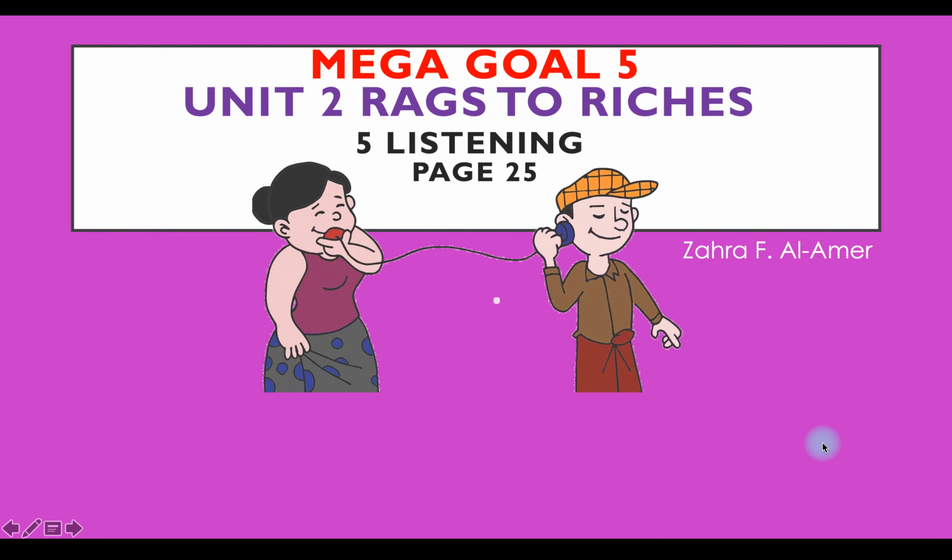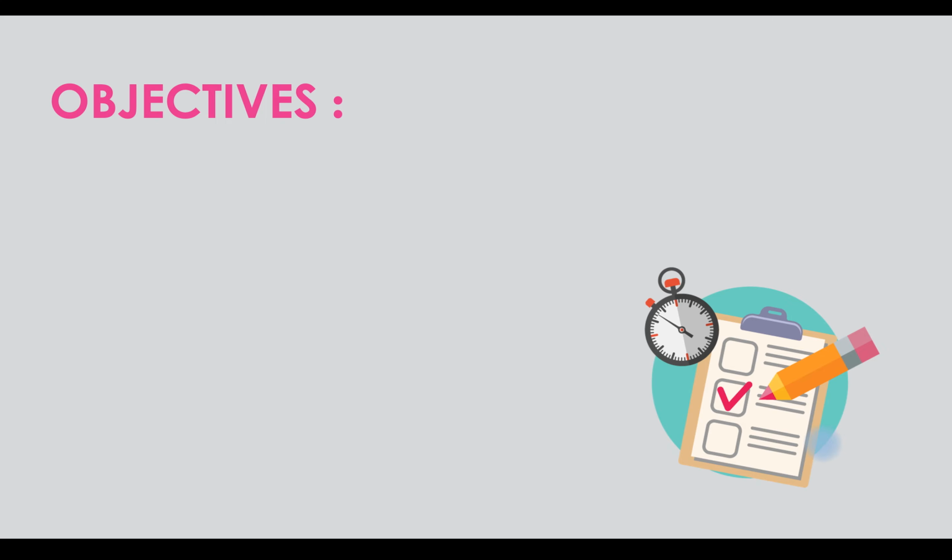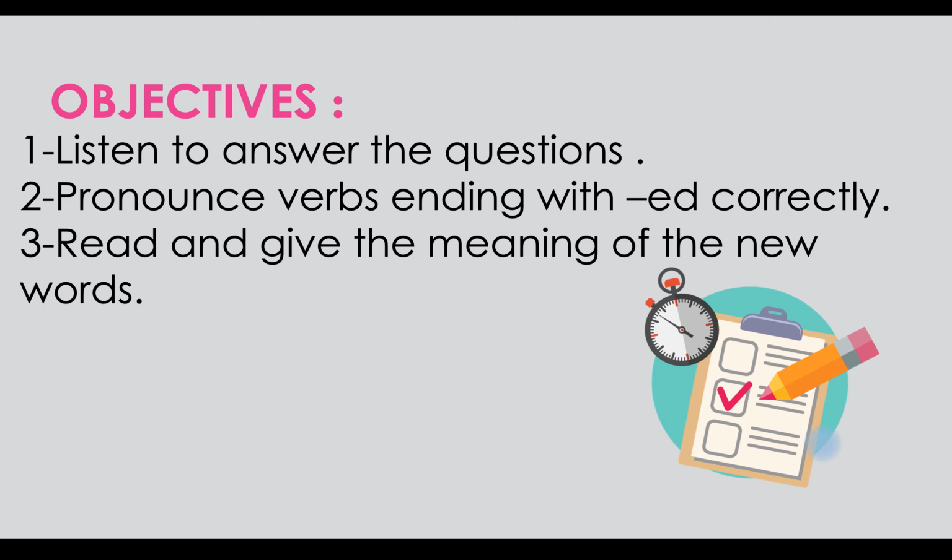Hello everybody, Mega Goal 5, third secondary, unit number 2, Rags to Riches. This is the fifth lesson, which is listening, on page number 25. Now let's take a look at the objectives. We have to listen to answer the questions, we should pronounce verbs ending with -ed correctly, and number 3, we should read and give the meaning of the new words.